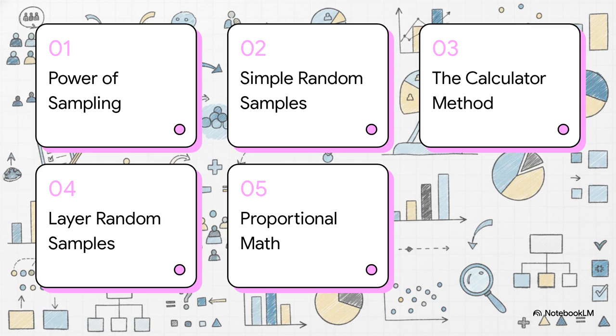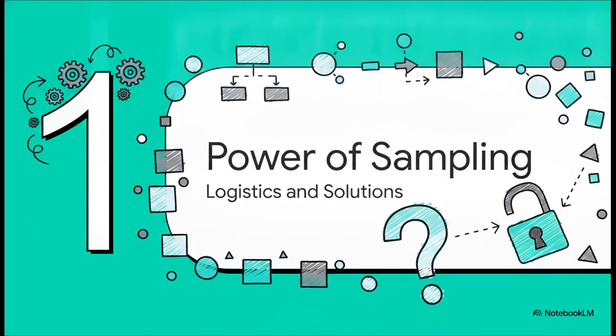Here's a quick roadmap for today. We'll be covering the power of sampling, simple random samples, the calculator method, stratified random samples, and finally, proportional math in action. Kicking things off with Section 1, the power of sampling.